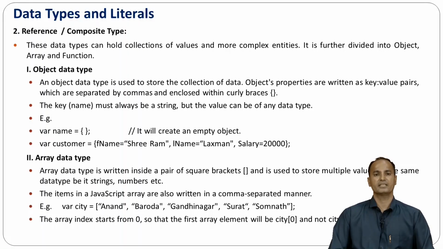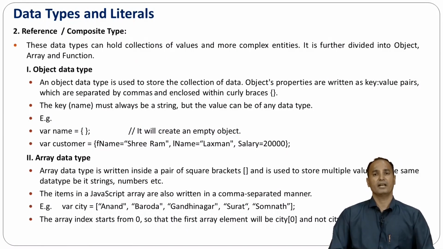An object data type is used to store a collection of data. Object properties are written as key value pairs, separated by commas and enclosed within curly braces. As mentioned here, there is a name variable and it has a value in curly braces. Suppose we are declaring a customer variable, then it has a number of key value pairs, like first name, last name, salary, etc. This way we can have an object data type.